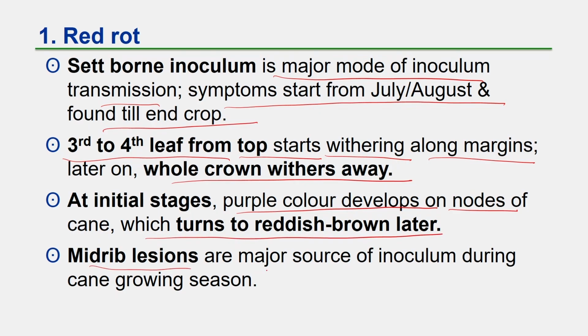Midrib lesions are a major source of inoculum during the cane growing season. So inoculum is actually the part of the pathogen that can produce the disease in a new part.